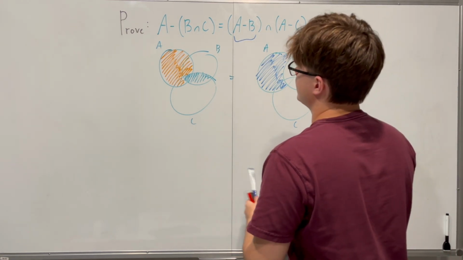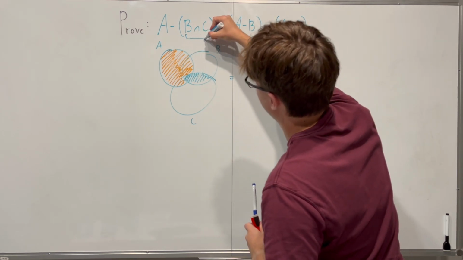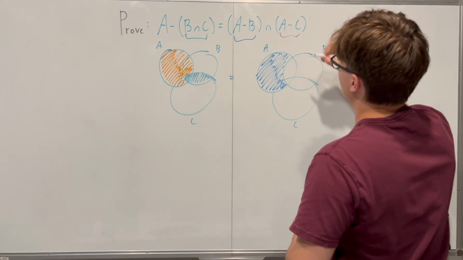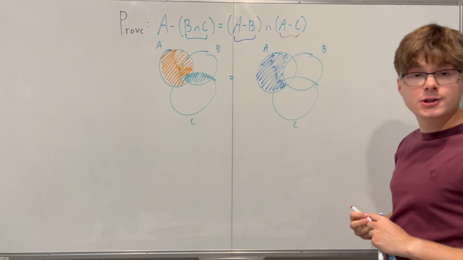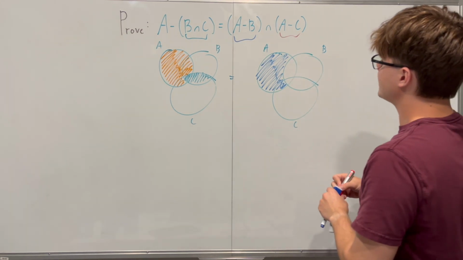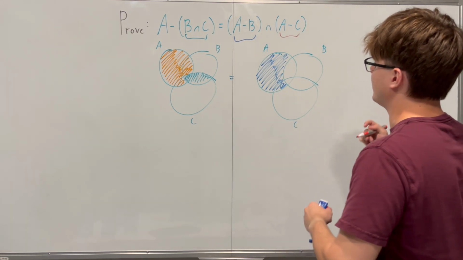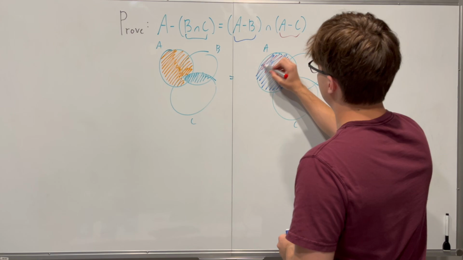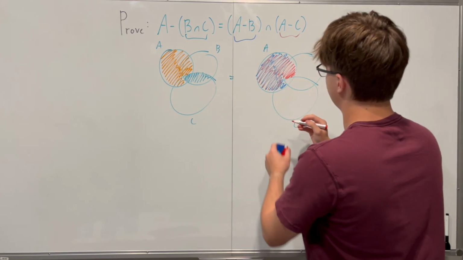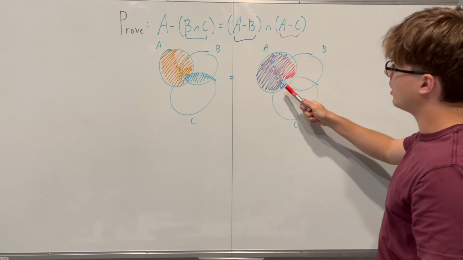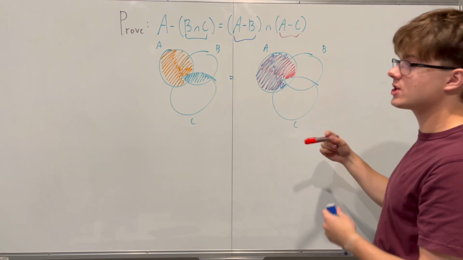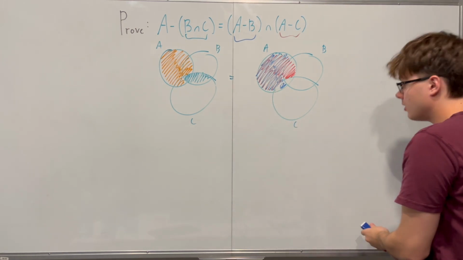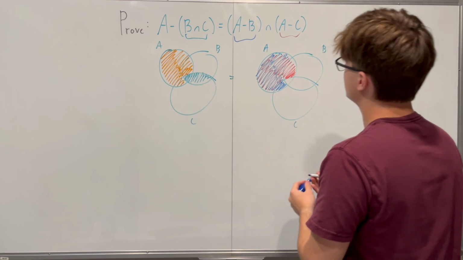Maybe I'll actually highlight the left-hand side as well so it's a little more clear. Okay. And then what about the other bracket on the right-hand side? A minus C. Well, A minus C is going to be everything in A that's not in C. So we want to shade in everything in A that does not share anything with C. So that means we're not going to shade in these two regions because they're a part of C. I kind of went over the line a little bit here, so maybe I'll fix that. Like so. So there we go.